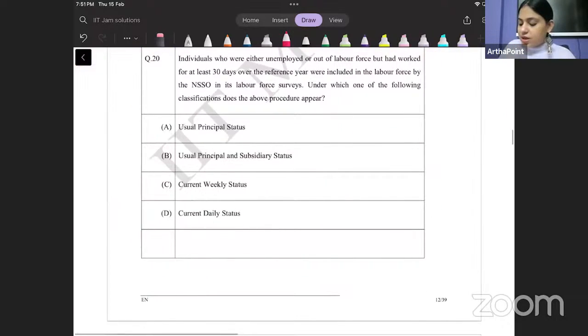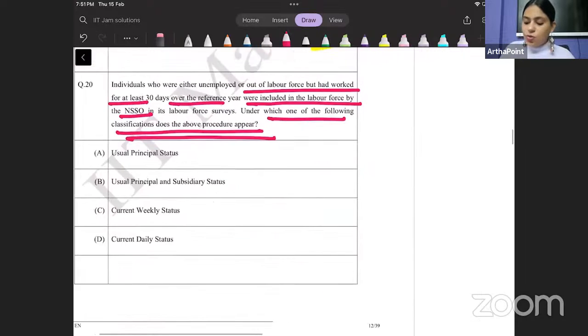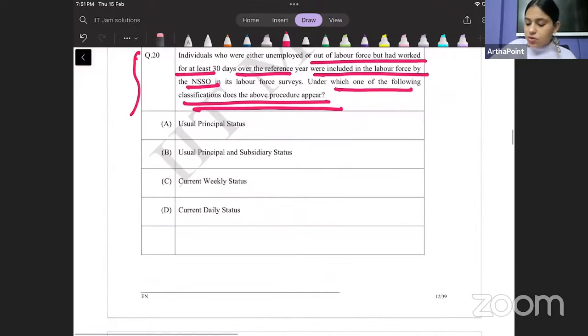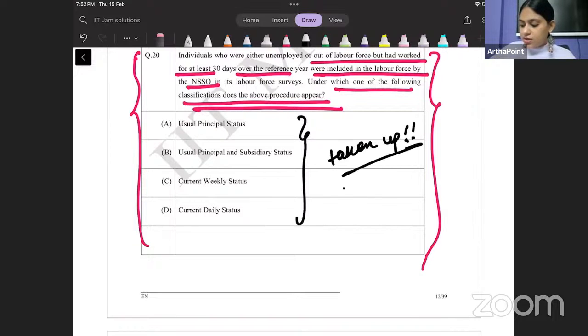Individuals who were either unemployed or out of the labor force, but worked for 30 years, are referred to as labor force by NSSO. Under which of the following classifications does the above procedure appear? Okay. This appears to be a question which I haven't discussed in detail. We talked about unemployment in class, we talked about employment, and we have talked about different kinds of unemployment, but I don't think we have discussed the different status of individuals. So I think we can take some learning from this and this can be taken up this time. Right? Good.